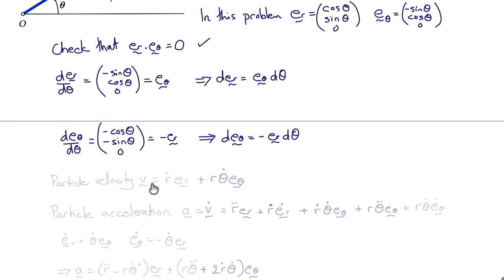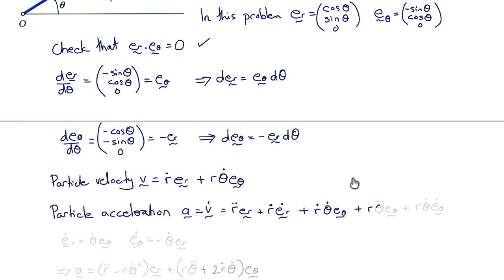So now, if the particle velocity v is equal to r dot e_r, the radial component, plus r theta dot, the circumferential component, times e_theta, then the particle acceleration a is equal to v dot, the first derivative of this expression: r double dot e_r plus r dot times e_r dot plus r dot times theta dot times e_theta plus r times theta double dot times e_theta plus r times theta dot times e_theta dot.